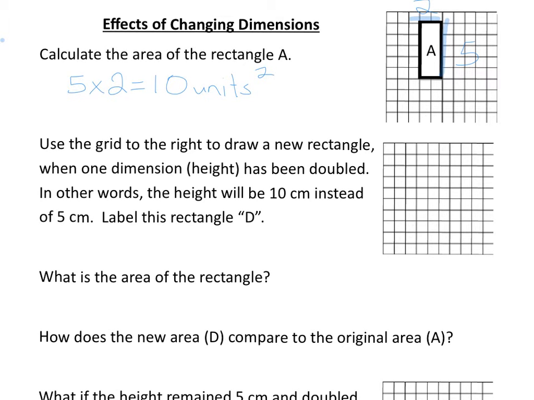We're then asked to use the grid to the right and draw a new rectangle in which one of the dimensions, specifically the height, has been doubled. In other words, the height will be 10 centimeters instead of 5, but the width is still going to be 2. And we are asked to label this as rectangle D.